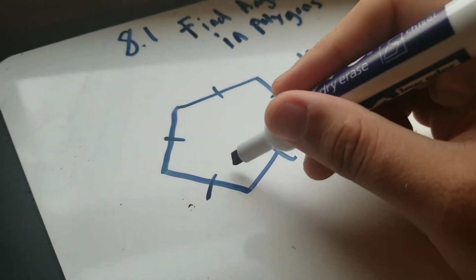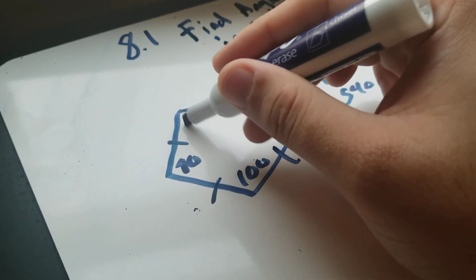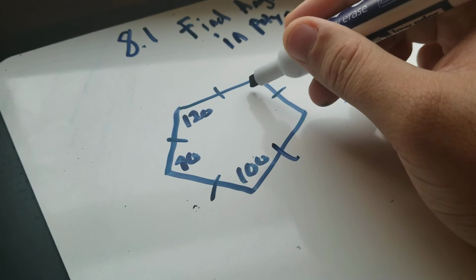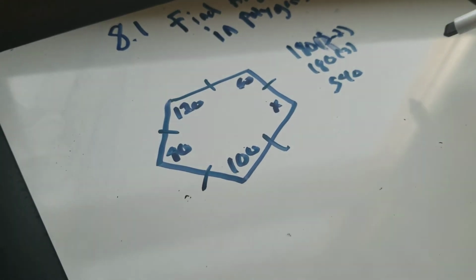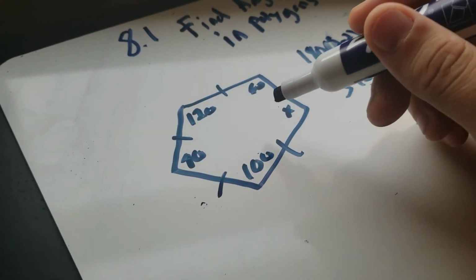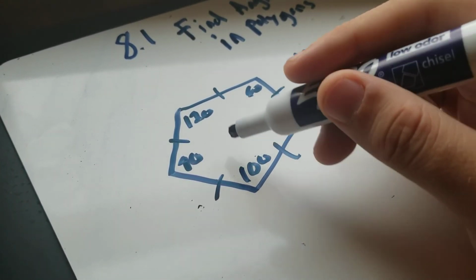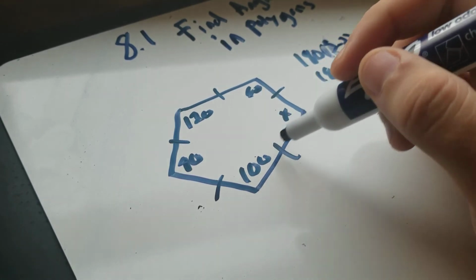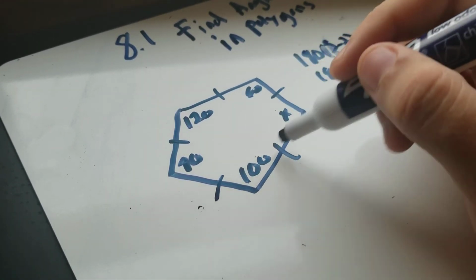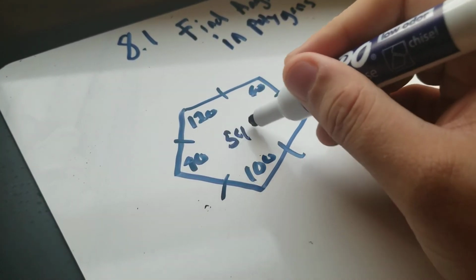But what if I told you this is 100, this is 90, this looks bigger than 100, so let's say 120, this is 60, and this is x. And I ask you, please find x. Well, you look at the question really carefully, and you're like, how do I find x in this situation? Well, I could look at this, and I see that this polygon is a 5-sided shape, so it's a pentagon. In this pentagon, I know the sum of it is 540.